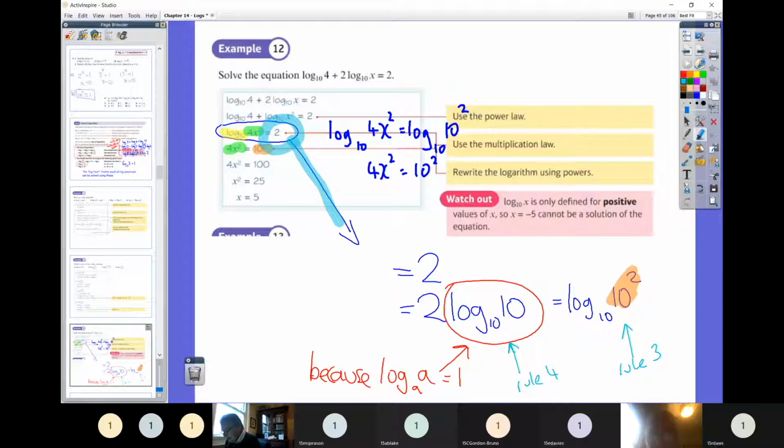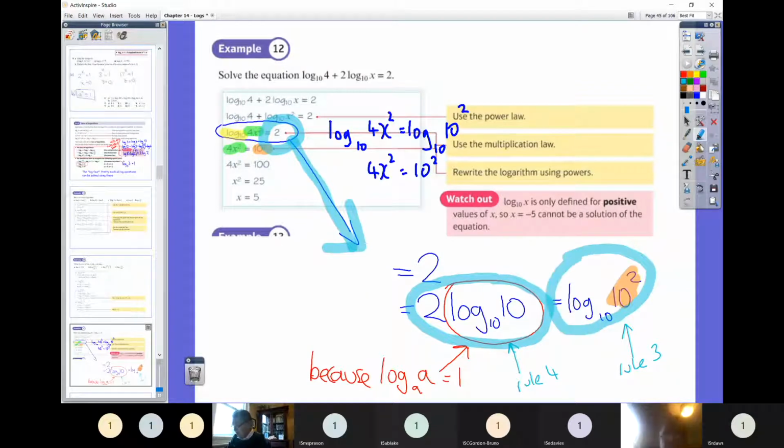I can introduce any log I like. I could do log 9 to the base 9, log 8 to the base 8. But as I've got log to the base 10 on the left-hand side, I'm going to choose to introduce log to the base 10 on the right-hand side. So 2 is the same thing as 2 log 10 to the base 10, because log 10 to the base 10 is 1. That's quite nice, because having introduced that, I can then take the 2 upstairs, that power law. So my right-hand side becomes log to the base 10, 10 squared.